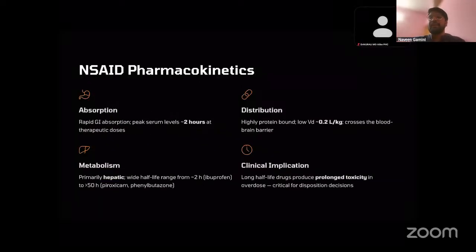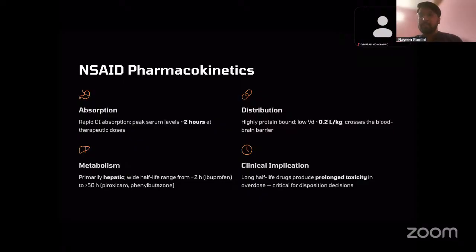Now, what are the pharmacokinetics? NSAIDs have rapid GI absorption and will reach peak serum values within 2 hours at therapeutic doses. Regarding distribution, because NSAIDs are highly protein bound, they have a low volume of distribution, and they can also cross the blood-brain barrier. Regarding metabolism, they are primarily metabolized by the liver.